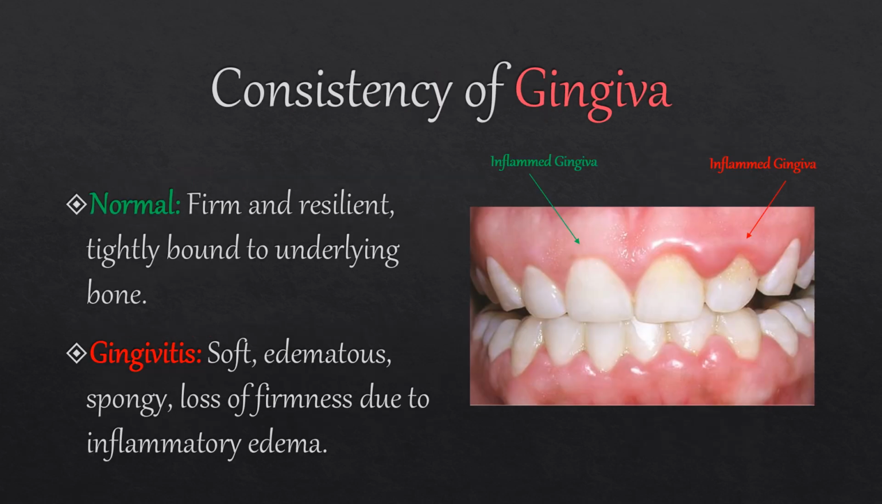Consistency of the gingiva: in normal gingiva it will be firm and resilient because it is tightly bound to the underlying bone, and also there is no edema, that's why it will be more resilient. Whereas in gingivitis, the gingiva appears soft, edematous, spongy, and loss of firmness due to the edema. Here we have fluid collection, that is why the gingiva becomes soft.